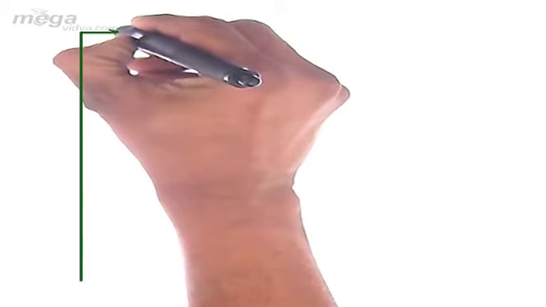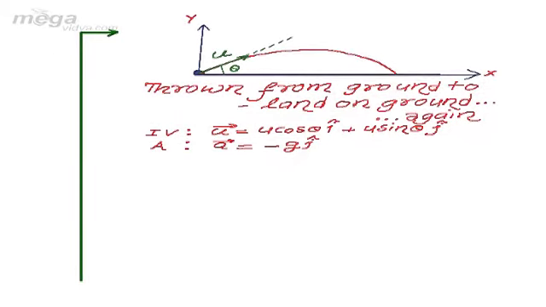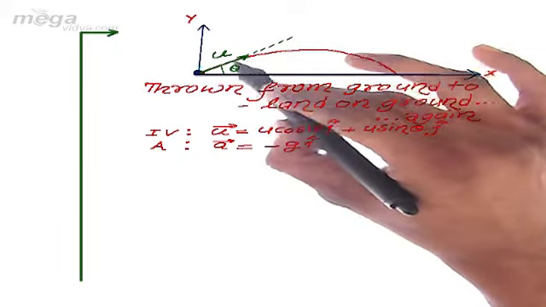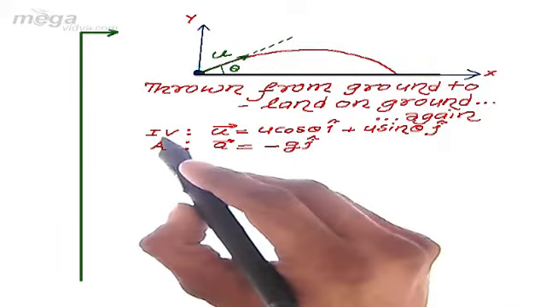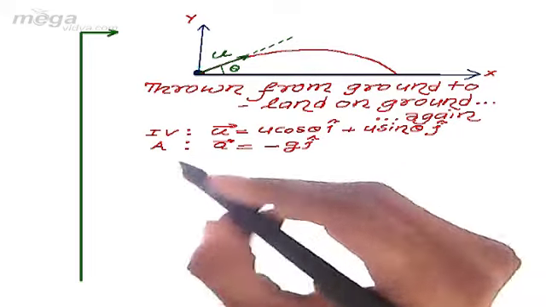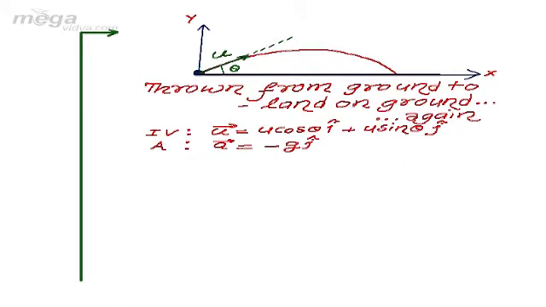First, we are taking a projectile. So in the first case, the projectile is thrown from the ground to land on the ground again. Here, the particle follows a parabolic path. The particle's initial velocity u can be written as u cos theta i cap plus u sin theta j cap, and it is obvious that the acceleration vector a is minus g j cap because it is acting vertically downward.